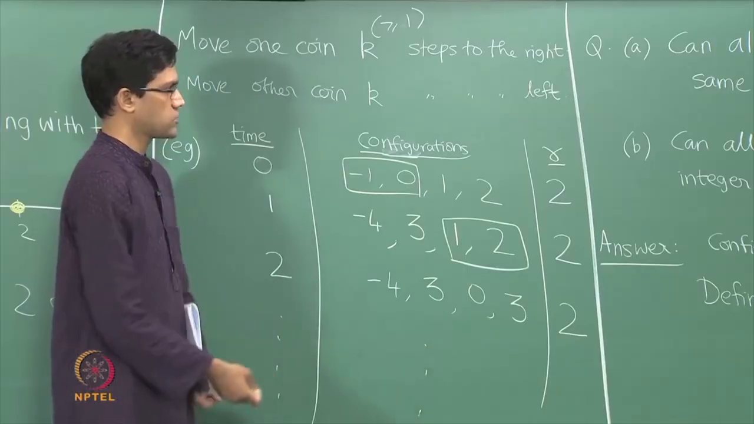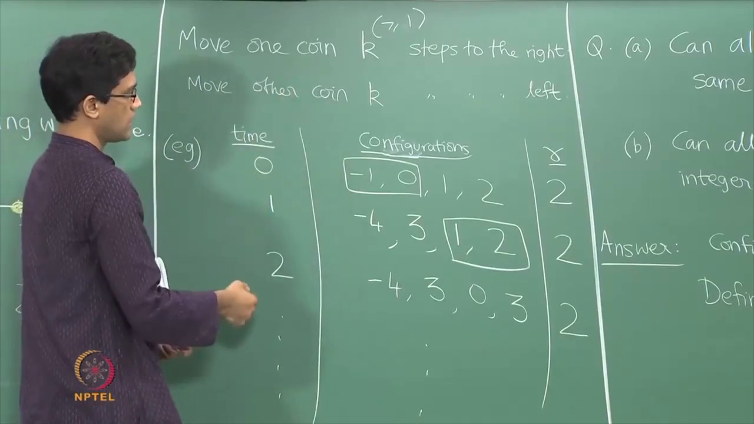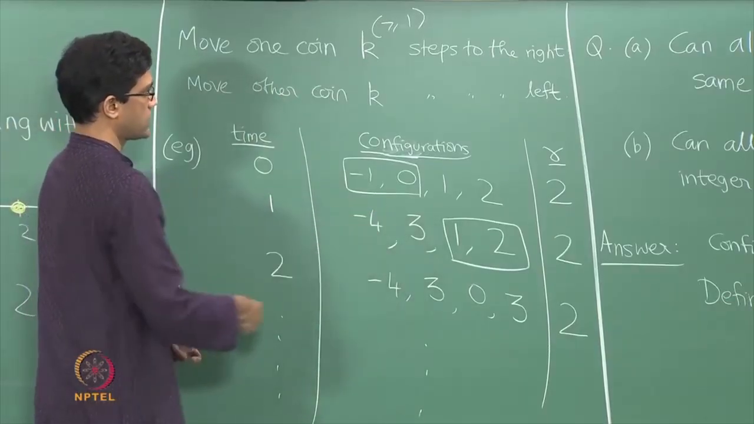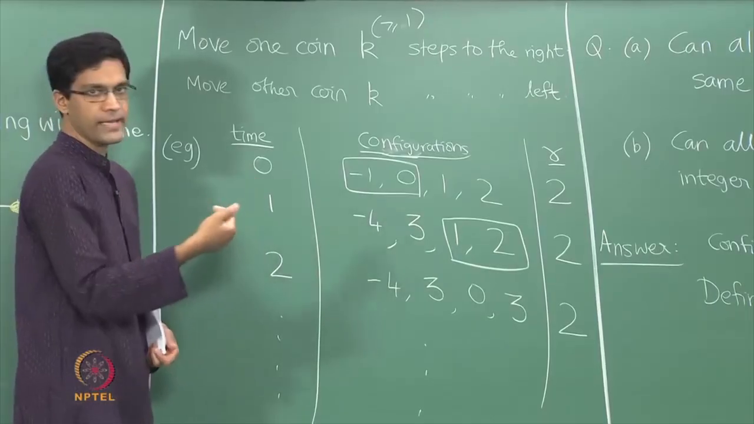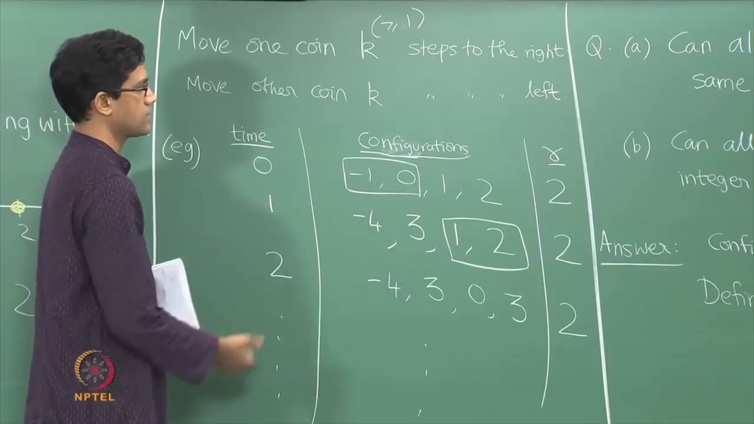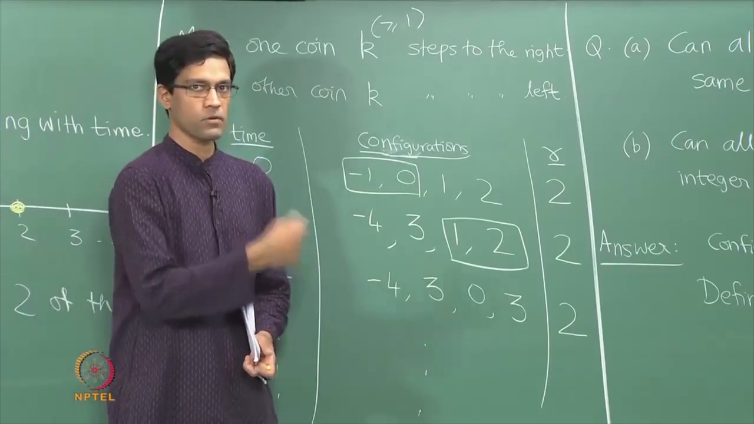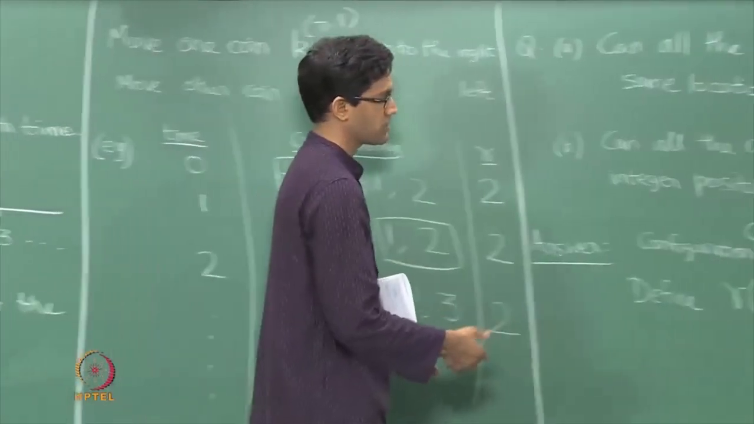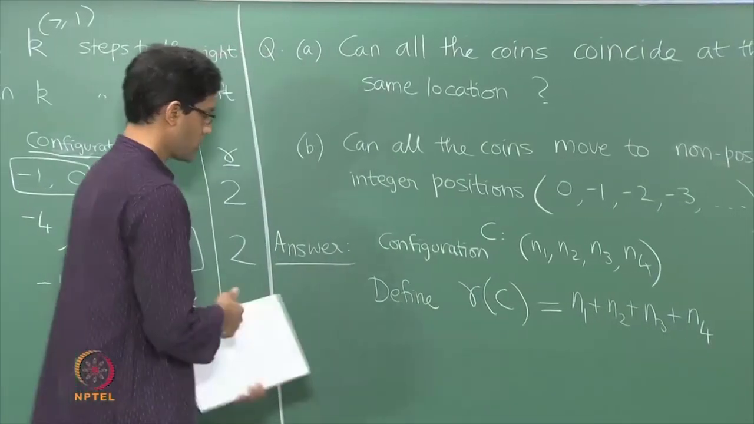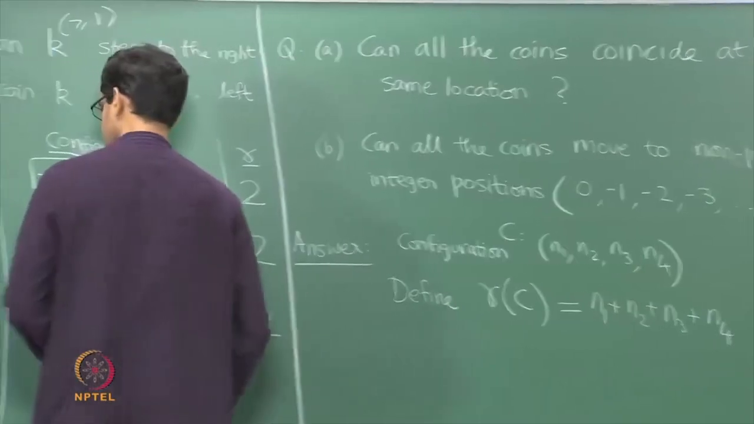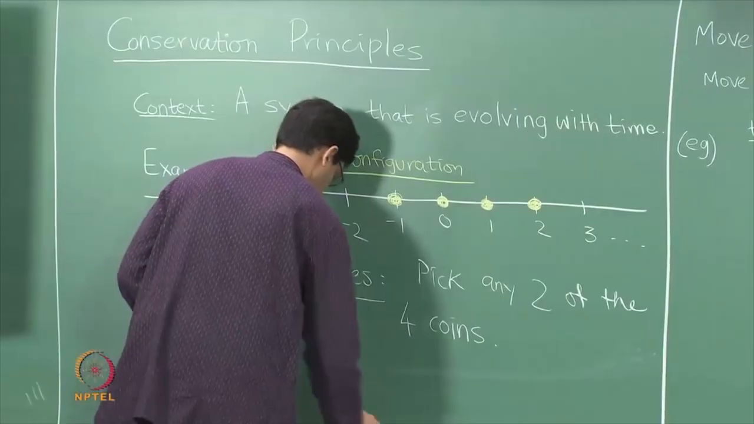And this, of course, is not at all surprising if you analyze the rule properly. So what do the rules say? You pick any two of these four numbers, n1, n2, n3, and n4. You increase one of them by k, and you decrease the other by k. That's what the rule says. And doing that will not change the sum of the four numbers. One of them increases by k, the other goes down by k, and the total sum remains a constant. So as the system evolves, the function gamma does not change. That's the key observation here.